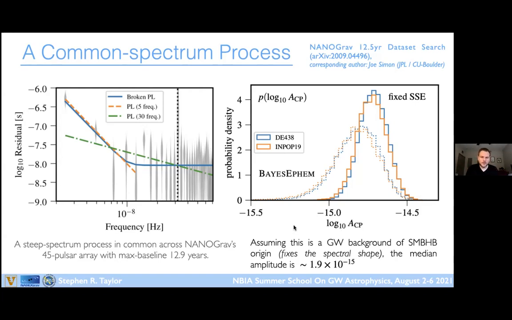Now, under all of these different considerations and all of these different modeling approaches, the amplitude clearly does not change that much. And the amplitude that we quote in the paper is the median of these posterior distributions, and it corresponds to about 1.9 times 10 to the minus 15. Important thing to note is that's the characteristic strain amplitude referenced to a frequency of 1/1 year. You'll find that most pulsar timing results are referenced to a frequency of 1/1 year. It's just a field standard.